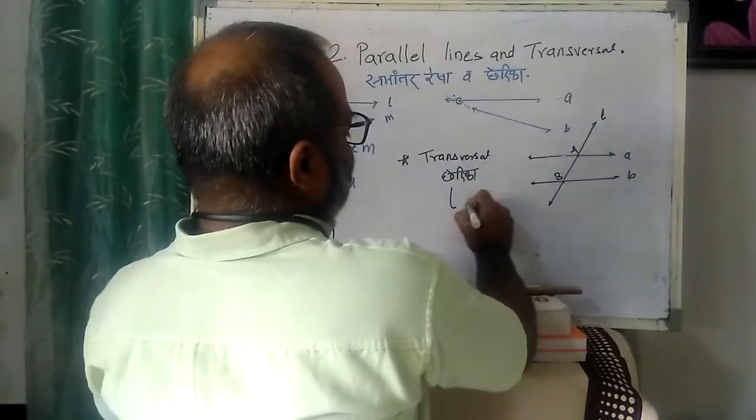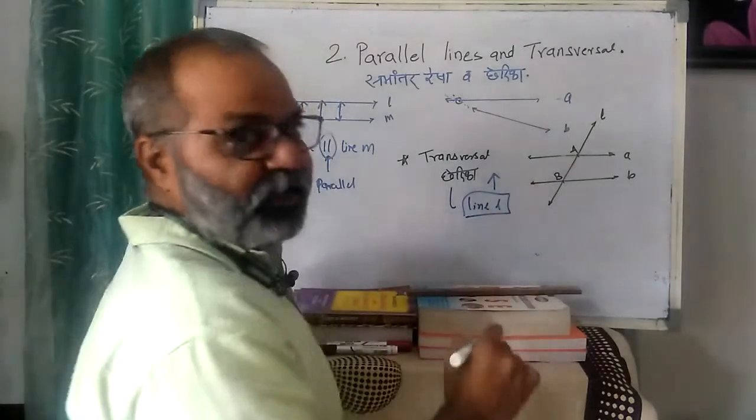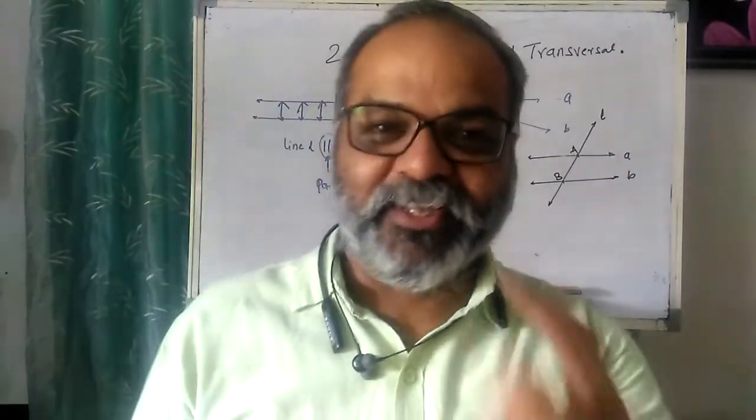So here is a transversal, line L is a transversal. Line L काय आहे त्या दोघांची छेदिका आहे.